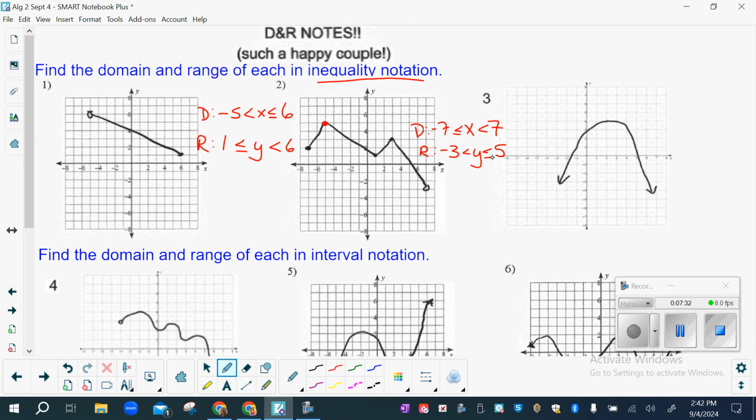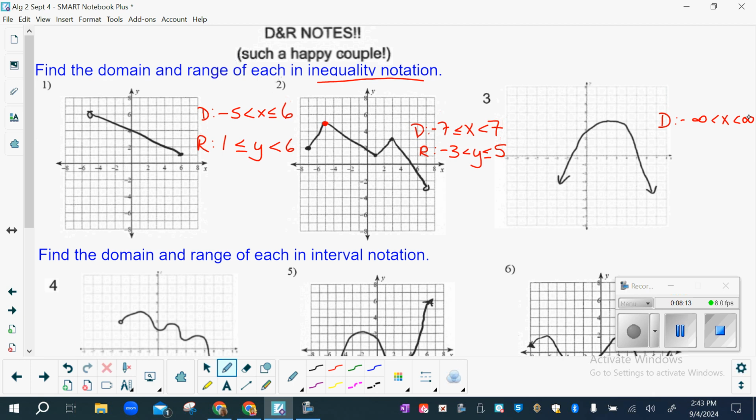Okay. So number 3. What's my domain on number 3? -infinity. So this arrow is going down, but it's also going to the left just slowly. So -infinity, less than x. And then this arrow is going also down, but it's also going to the right. So that would be less than infinity. Does that make sense?